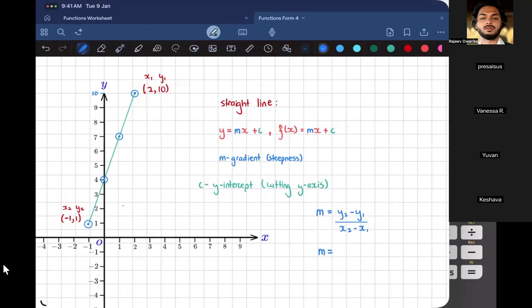So what is y2? Tell me, Perseus, what is y2? So you're looking at the second point and the y value for the second point. 1. Right? So you just told me 1 here. Nice. And what's the other y value? The first y value. 10. Right.